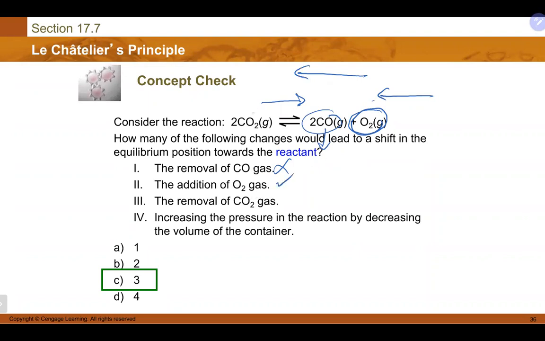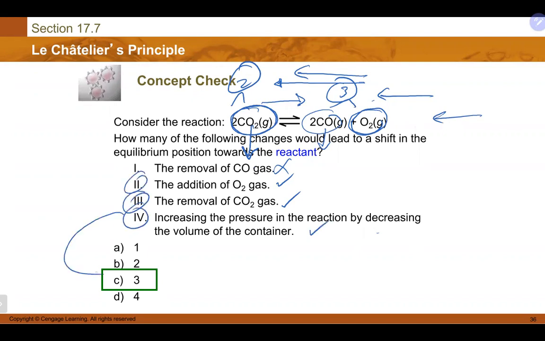If I remove CO2, which is over here, that's like I have a hole on this side. That's going to also allow the reverse reaction to occur. So that would shift it in that direction. And increasing the pressure by decreasing the volume. Decreasing the volume means I need fewer gas molecules. So we have 2 gas molecules over here, and we have 3 total over here. So smaller volume means it will shift to the smaller number of moles, and this one will do it. So 2, 3, and 4 are the 3 things that will actually cause it to shift to the reactant side. Any questions on that one there?